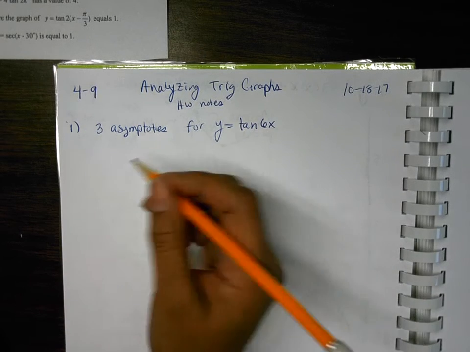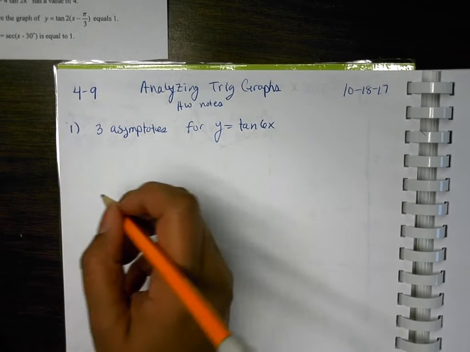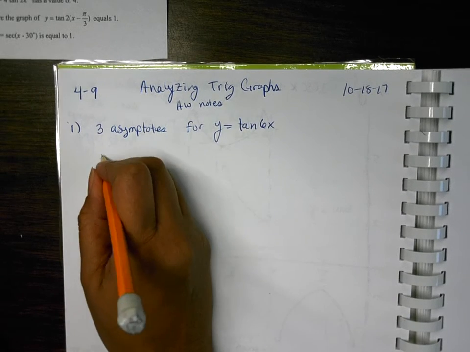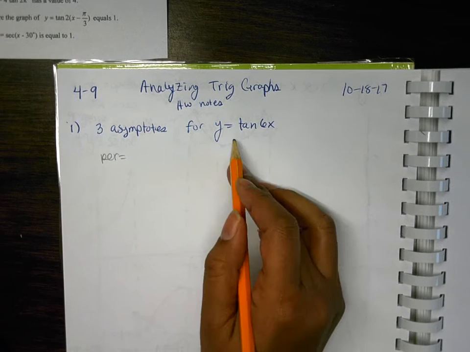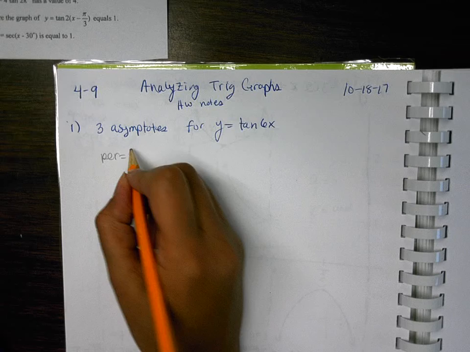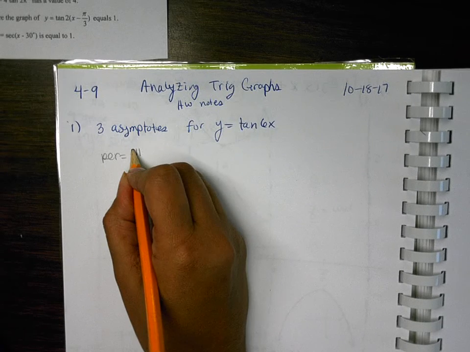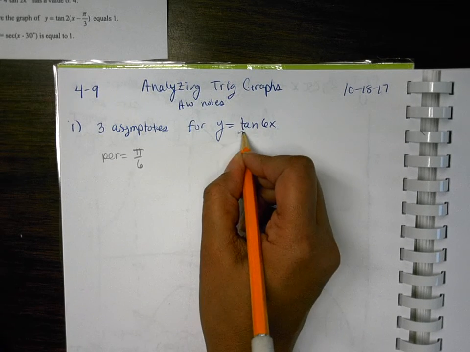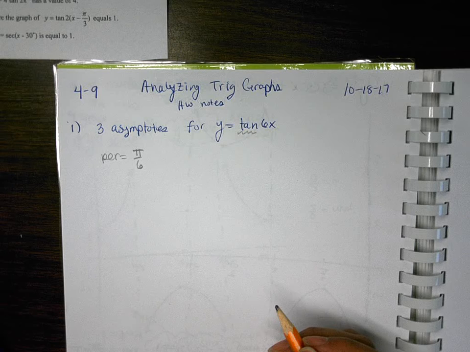Okay, when you're dealing with the asymptotes and you're dealing with tangent, how many do they give you? Like how many do you end up with when you graph tangent? 2. So do we have at least 2 and just looking for 1 more? Yes? Amplitude's not important here. What is the period? Pi over 6 or 2 pi over 6? Pi over 6.